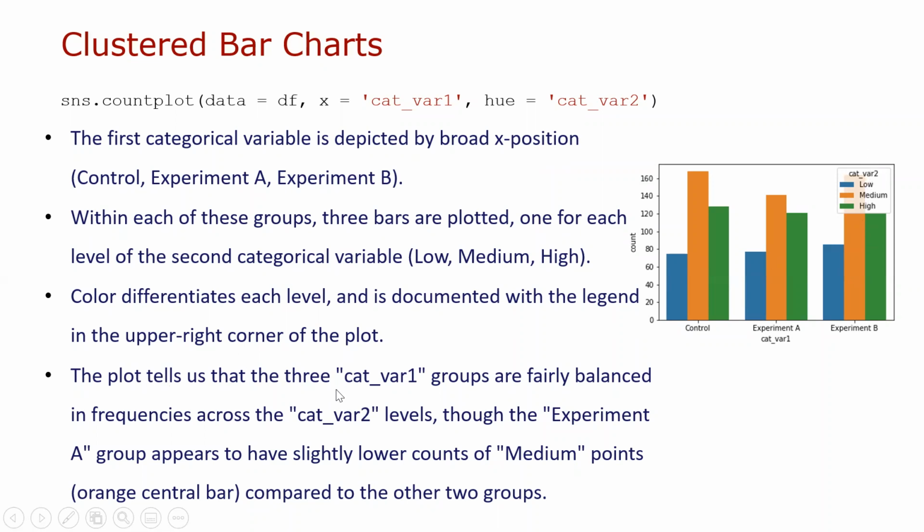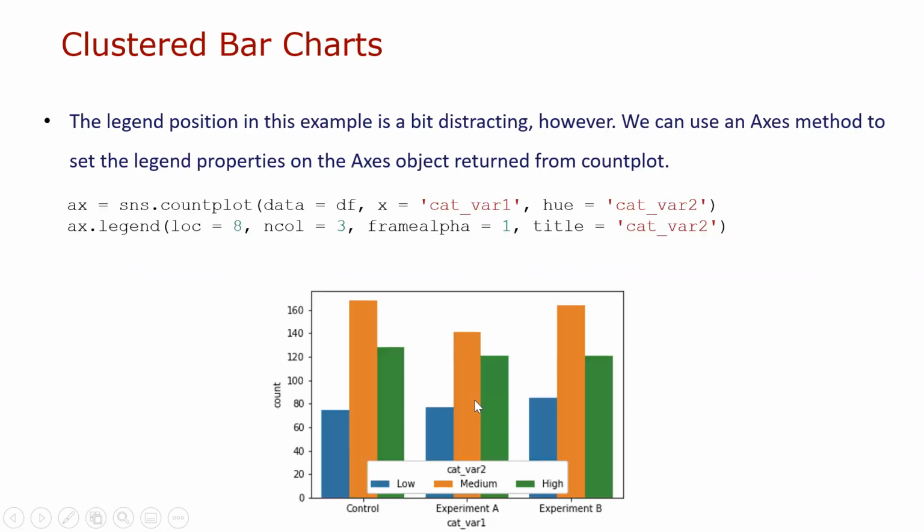The plot tells us that the 3 categories are fairly balanced in frequencies across the categorical variable 2 appears. So as you can see, experiment A group appears to have slightly lower counts of the medium points, the orange central, compared to the 2 others.